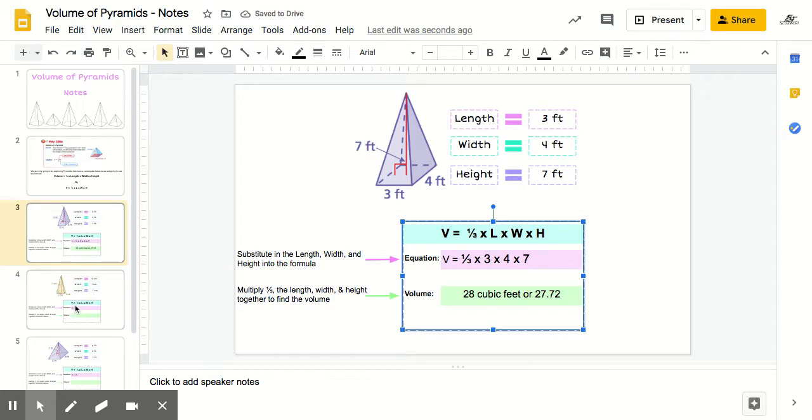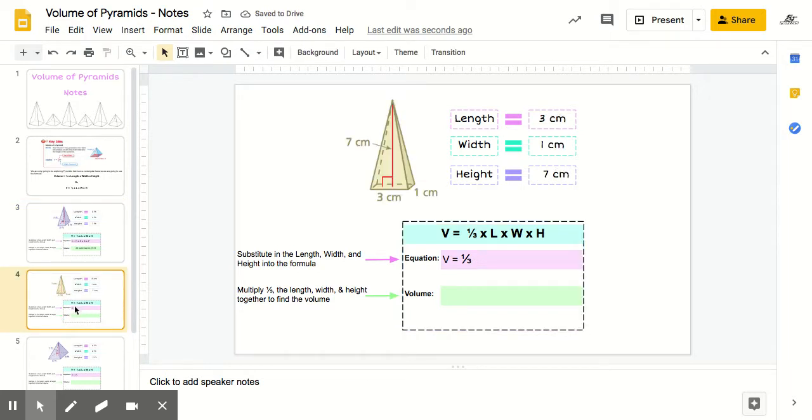All right, next one. I have another rectangular pyramid.